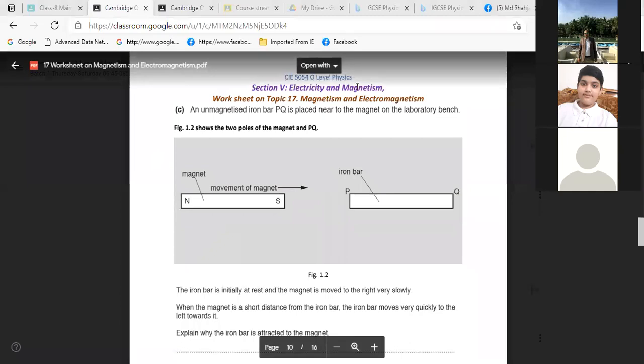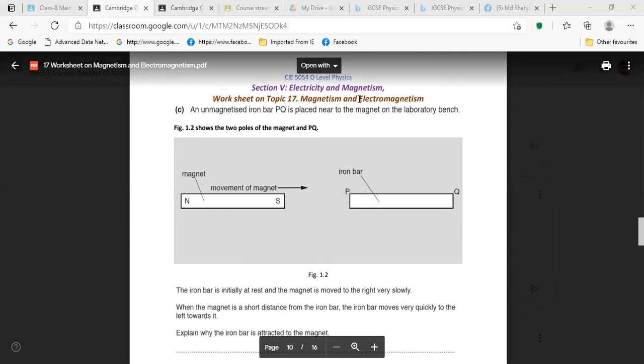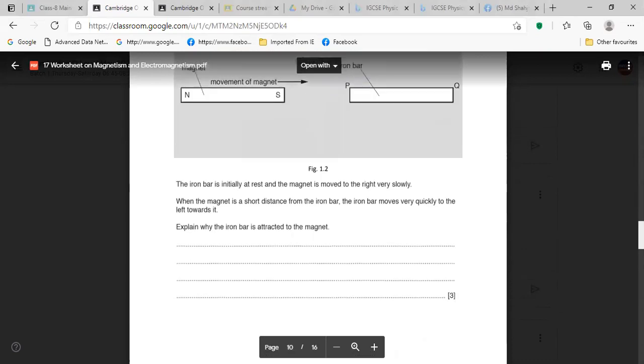An unmagnetized iron bar PQ is placed near to the magnet on the laboratory bench. Figure 1.2 shows the two poles of the magnet and PQ. The iron bar is initially at rest and the magnet is moved to the right very slowly. When the magnet is a short distance from the iron bar, the bar moves very quickly to the left towards it. Explain why the iron bar is attracted to the magnet.